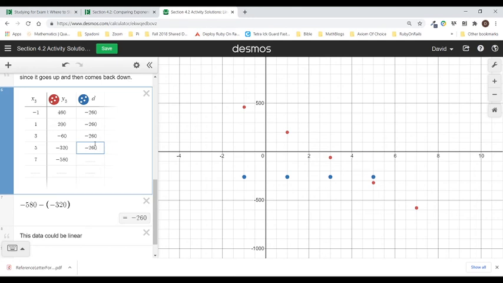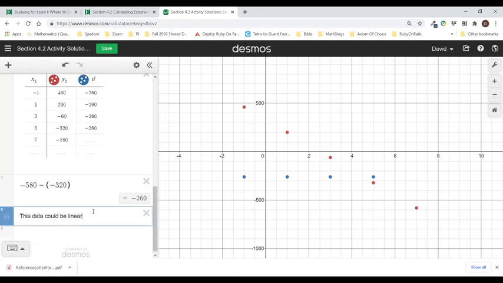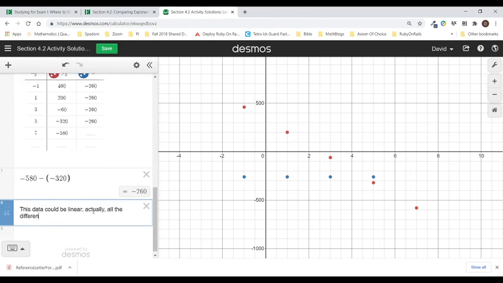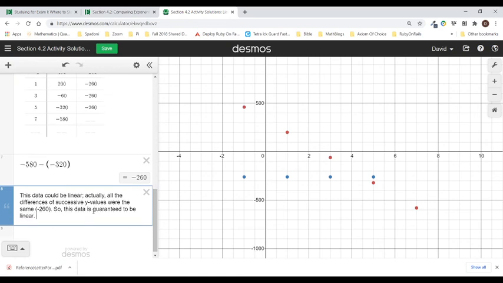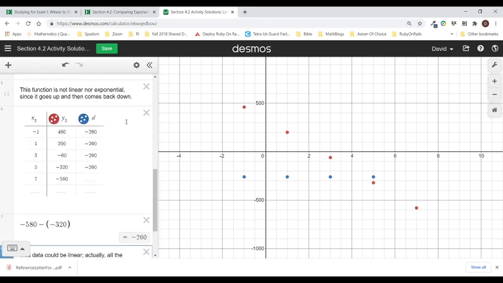Now, since all the differences were the same, this is guaranteed to be linear data. Actually, all the differences of successive y values, that just means one after the other, were the same. So this data is guaranteed to be linear. So we know the first one's exponential, we don't have an equation. We know the second one is neither, and we know the third one is linear, but we don't have an equation. So what we're going to do now is stop here and then go find the equations.